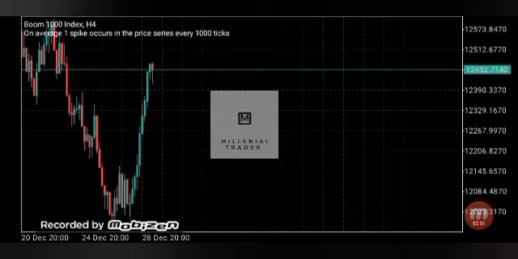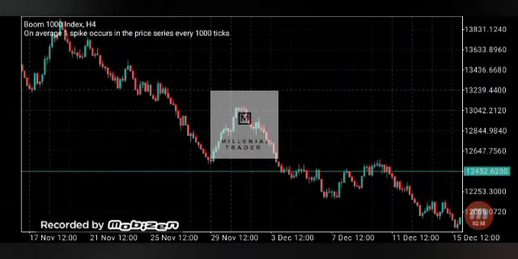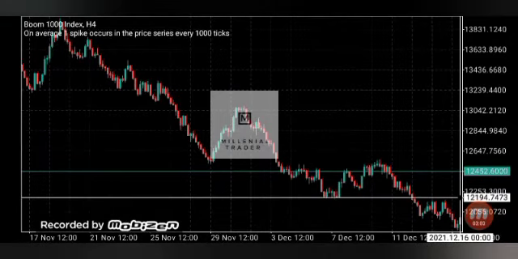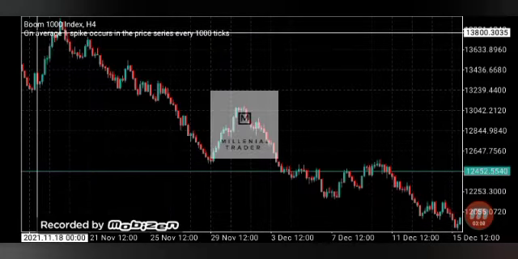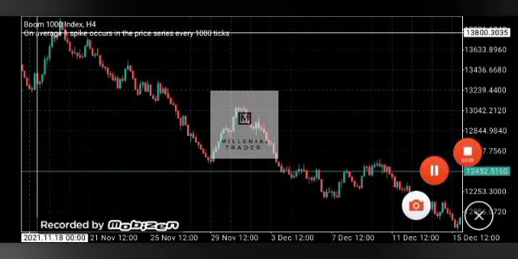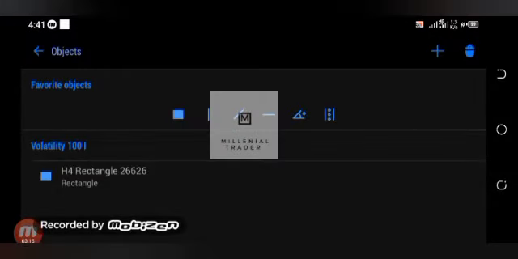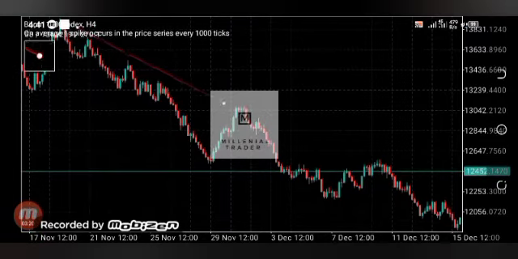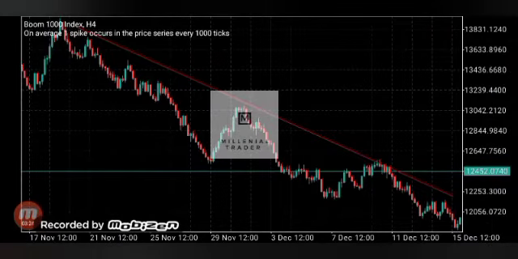Let me show you what it looks like on the charts. I'm on the Boom 1000 index. This is a bearish trend, as you can see. Let me bring out a tool to help you identify or see what I'm saying. As you can see, the direction the market is moving in is a downtrend.